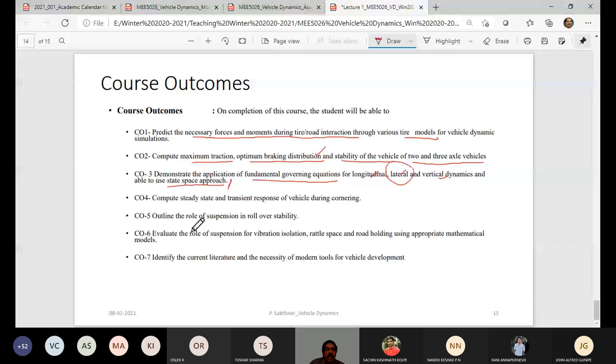And then another objective is that you would be able to calculate and compute the steady state and transient response of the vehicle during cornering. Maybe you would be able to extend your understanding of the role of suspension for rollover stability of your vehicle. And you would showcase that you can evaluate suspension for vibration isolation, rattle space, or road holding using an appropriate model. So when I say an appropriate model, the tried model, the 2-degree freedom model, what was called the quarter car model.